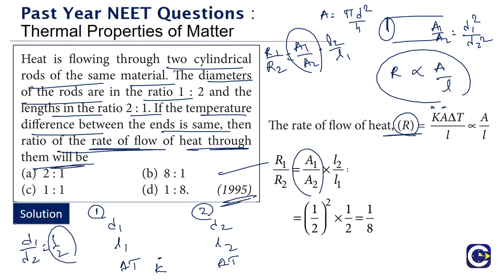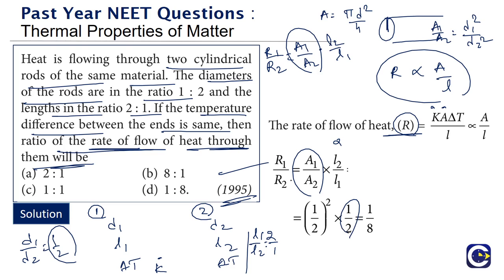D1 by D2 is half, so 1/2 square will come. And they have given us L1 by L2. L1 by L2 is 2:1. But here we'll have L2 by L1, right? L2 by L1 means what? It will be 1 by 2.